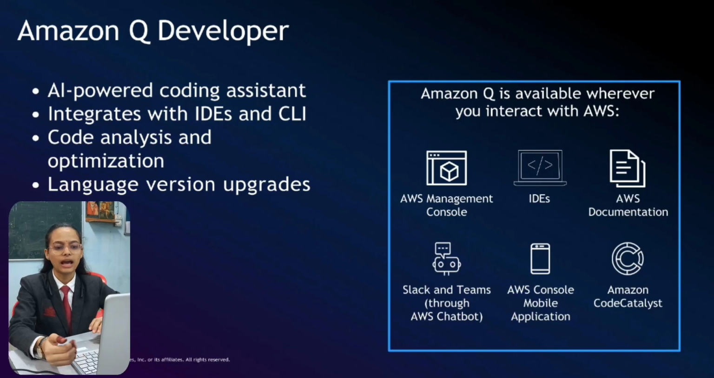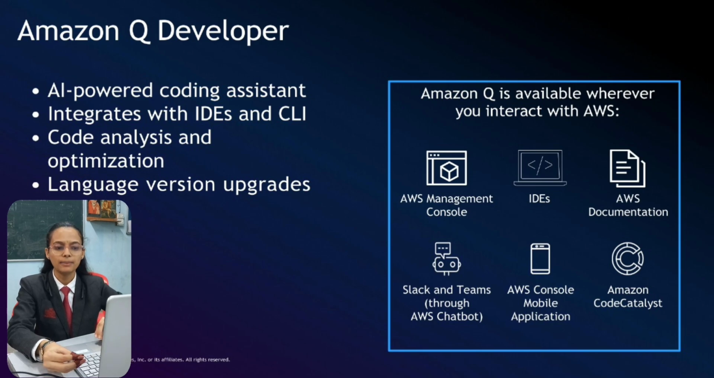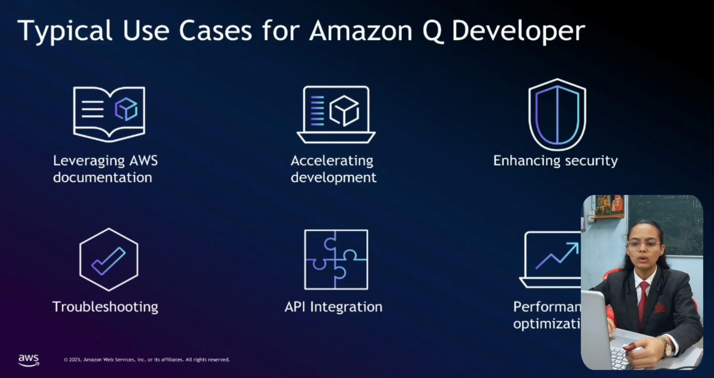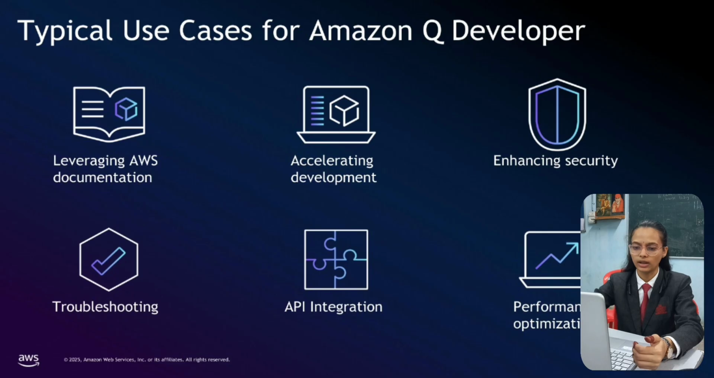Now let's zoom in on Amazon Q Developer. It's an AI-powered coding assistant that integrates with IDEs like VS Code and CLI. It helps with code generation in natural language, code analysis and optimization, detecting security vulnerabilities, giving resource recommendations, and even upgrading language versions. So, how can you actually use Amazon Q Developer to speed up development, enhance code security, troubleshoot APIs, optimize performance, and leverage AWS documentation instantly while coding?